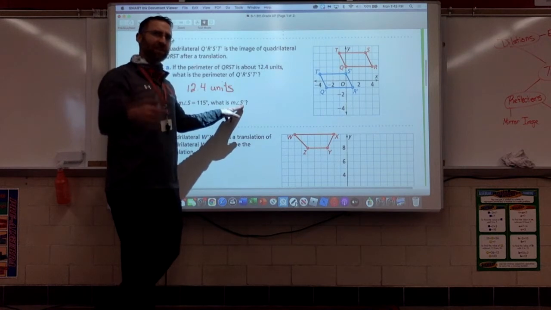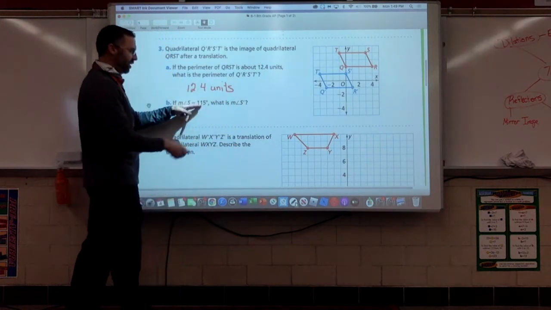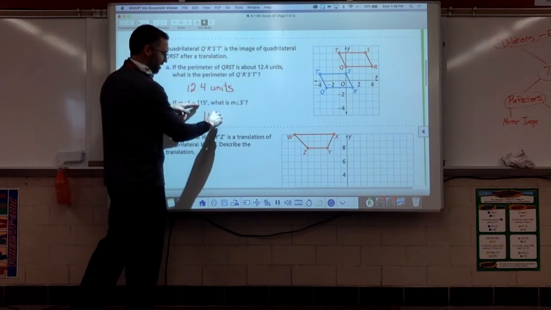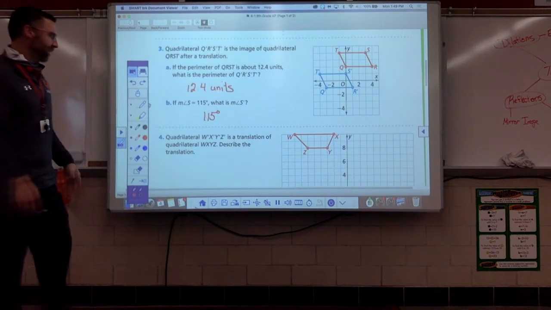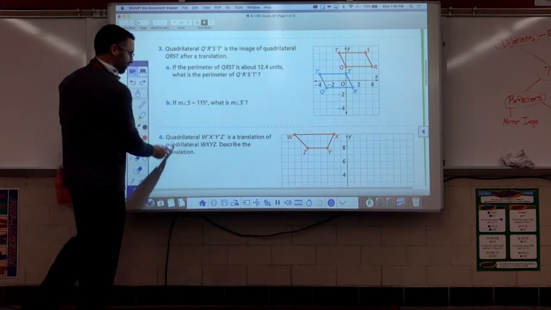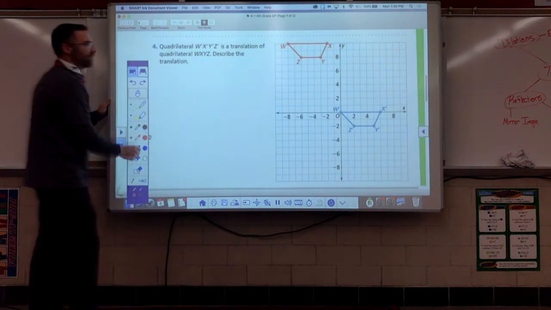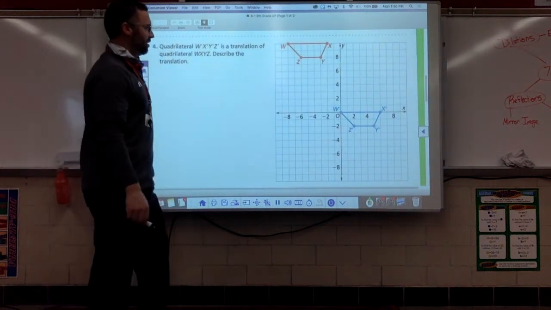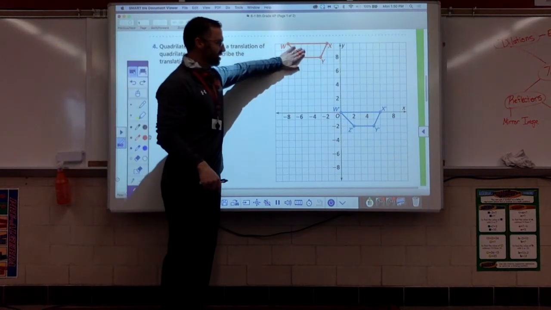Well, once again, the shape doesn't change, which means it keeps all its angle measurements. So if it was 115 degrees, it still is. Okay. Next up, number 4. Describe this translation. Well, which one's the original? It's the one without the apostrophes. In this case, this is the original.